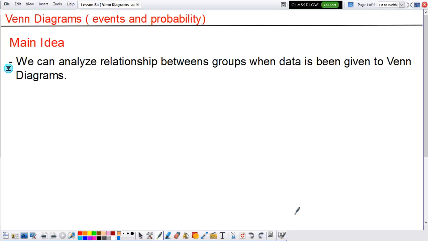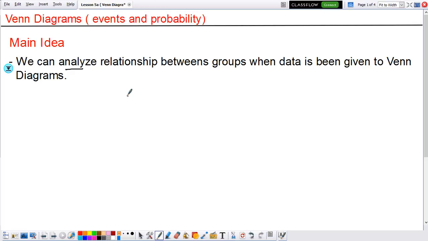Today, we will still talk about Venn diagrams, but now we're going to pay more attention whenever there's probability involved, which is going to be event and probability. So it is still Venn diagrams, but we're going to take a deeper look into it. Now, the main idea for today is that we can analyze the relationship between groups when data is being given using the Venn diagrams. What this means is that we can actually put numbers when we talk about Venn diagrams.